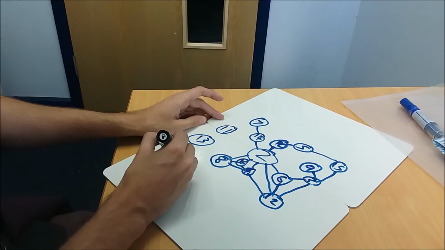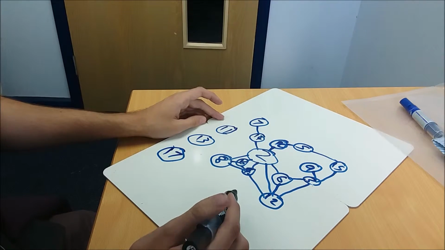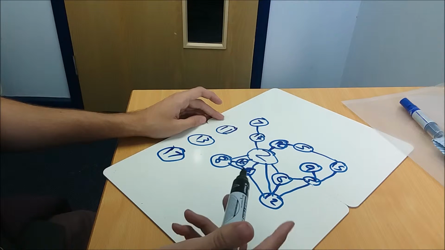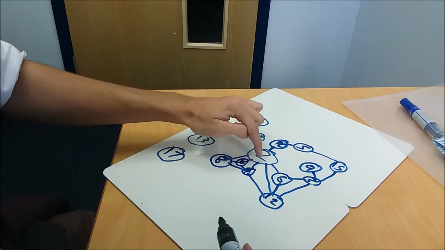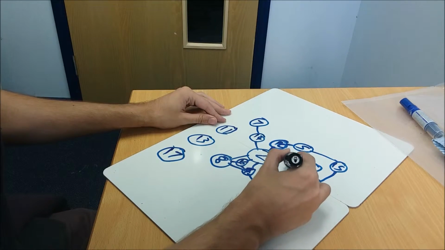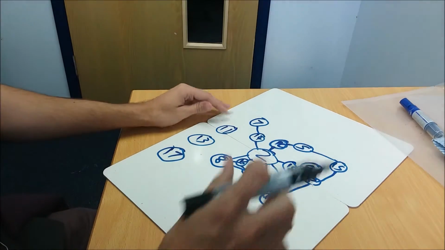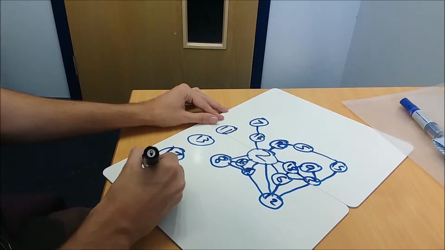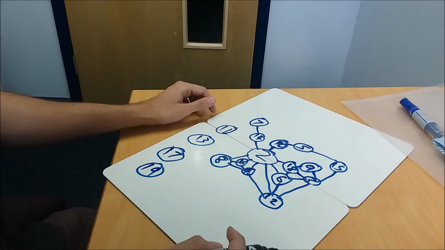17 prime, I'm going to stick it here. 18, so we need 2 and 3 and 6 and 9. So 2, 3, 6 and 9, I'm going to stick it in here. 18. It's starting to get quite connected. 19 is prime. Yep. 20, ugh.